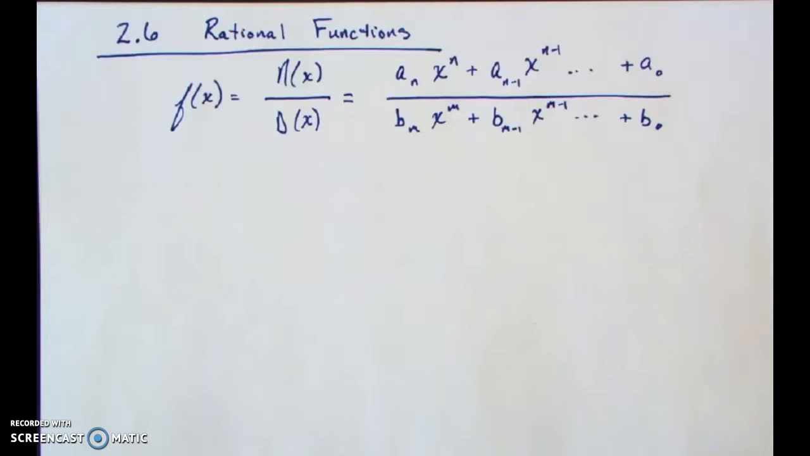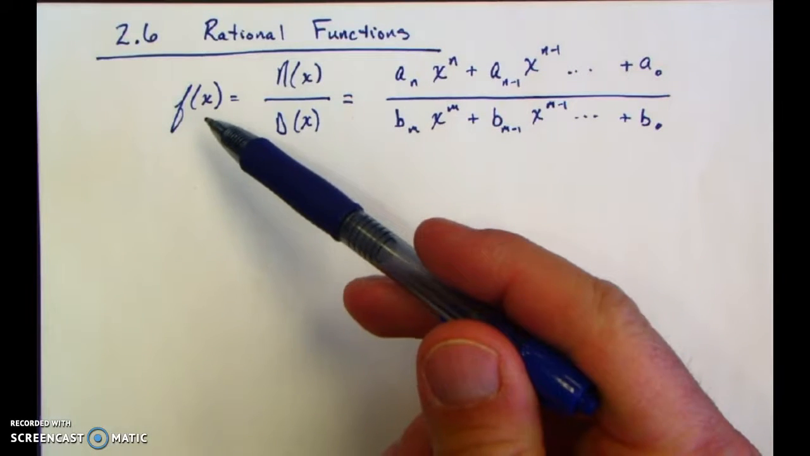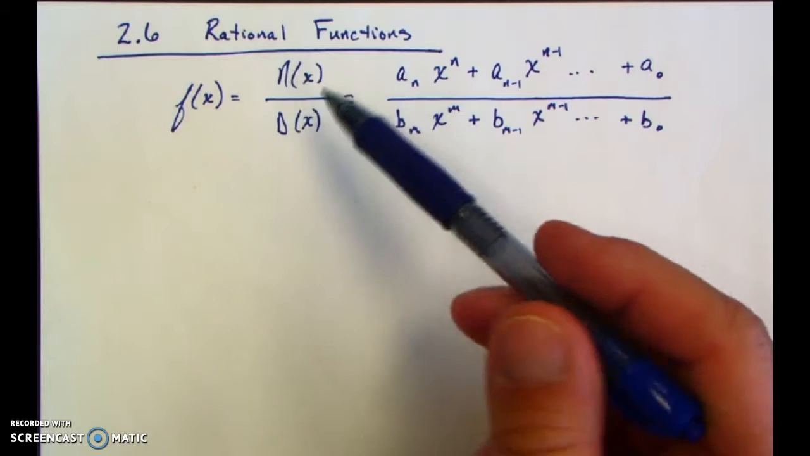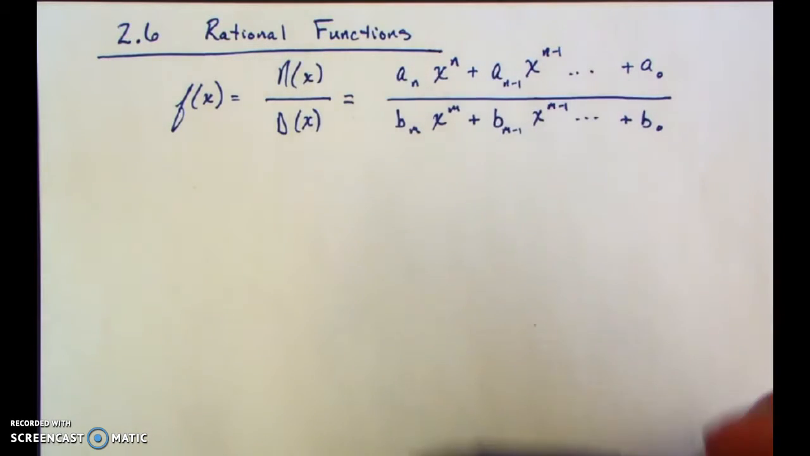In this section, we're looking at rational functions. Remember, rational numbers are numbers that can be written as fractions. So here we're looking at f of x, where it's written as a fraction, and really we have a function making up our numerator and a function making up our denominator.